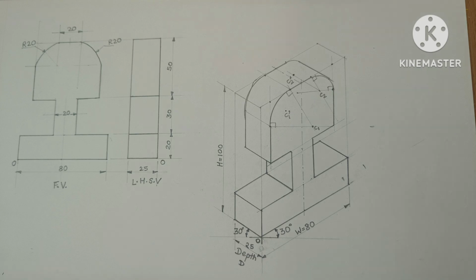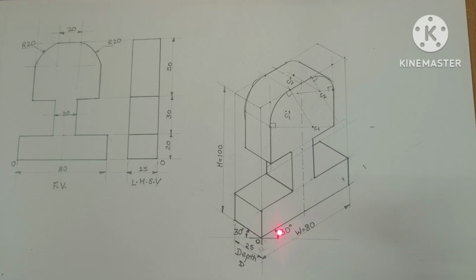Now see, I will repeat few steps. This is the origin. This one is the depth. Depth is 25. From this origin towards right side, this is width and it is of 80 millimeter. This angle is 30 degree. This angle is 30 degree. And we have taken the height as 100 millimeter.